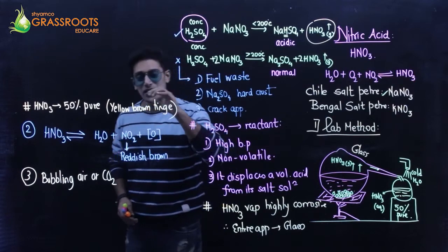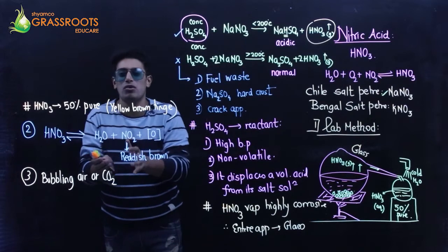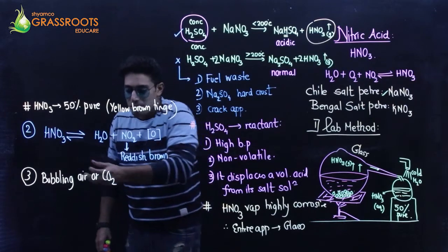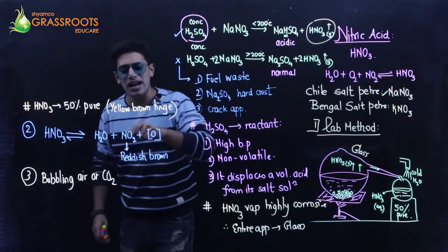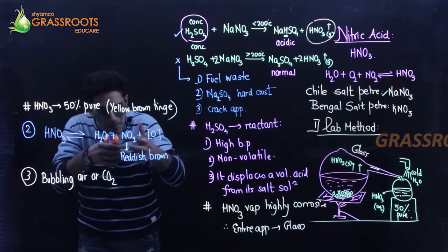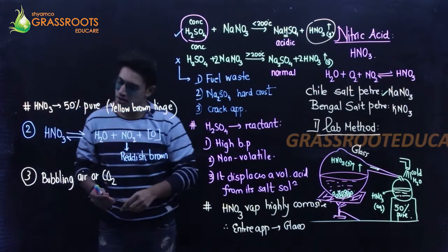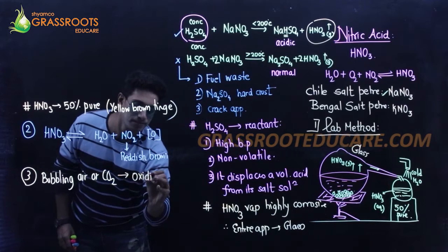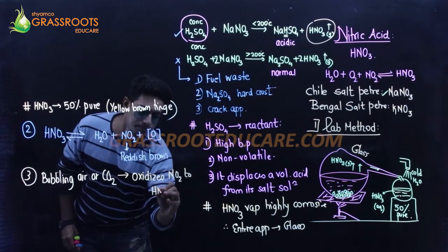But I can say it's always that the third party comes and furnishes the things. So that is what happens. That bubbling of air or carbon dioxide says to nitrogen dioxide, oh, nitrogen dioxide, come on, oxidize, combine with oxygen, get together, form nitric acid. That's what happens. So bubbling of air or carbon dioxide oxidizes nitrogen dioxide to nitric acid.